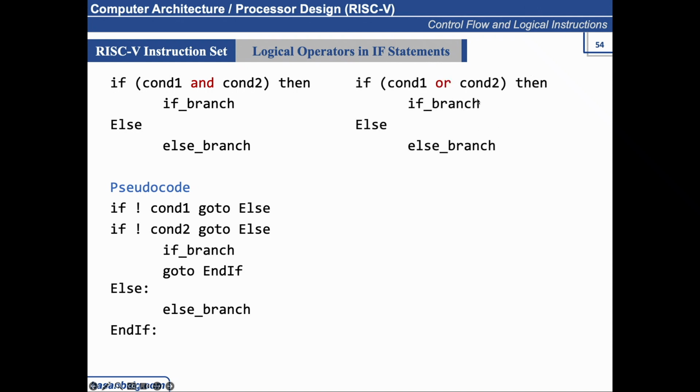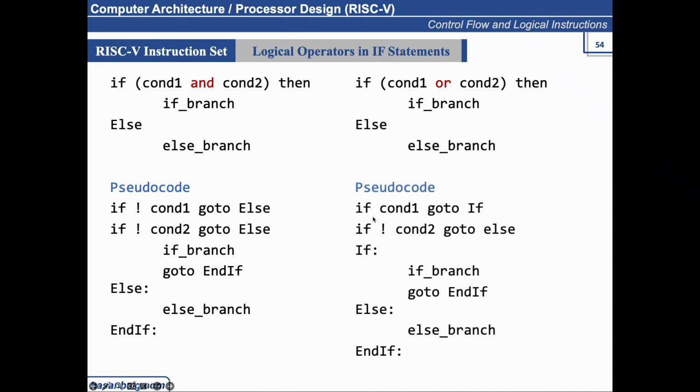Similarly, if you have condition 1 or condition 2, we have already done this before. So you can check if condition 1 is true, go to if structure, and if condition 2 is not true, then go to else. The first condition, if it is not true, then check the other condition. Even if it is not true, then keep going. If it is true, then go to else structure.